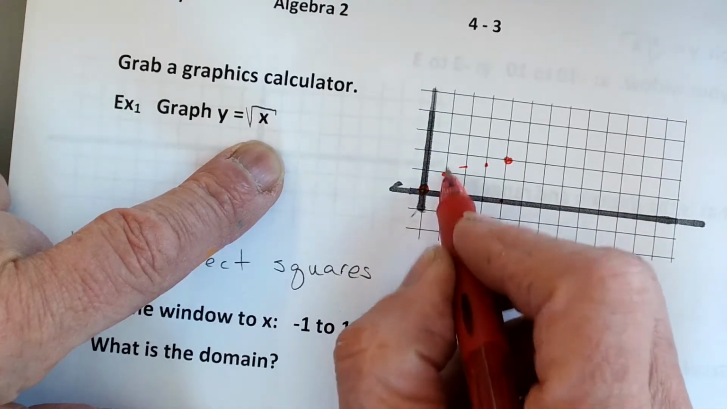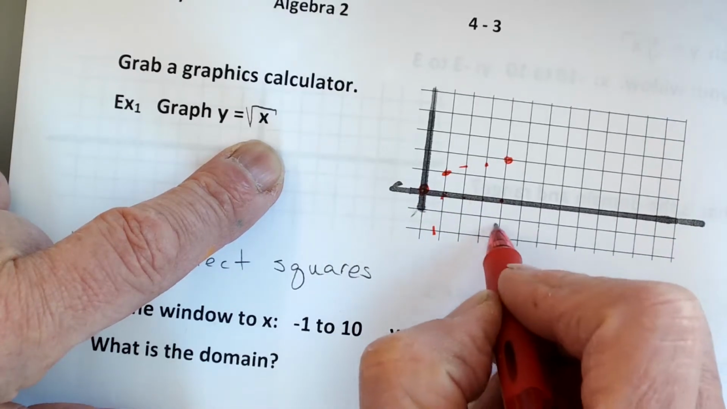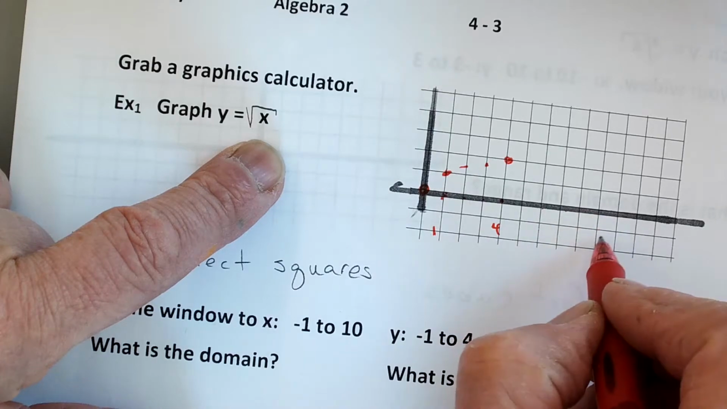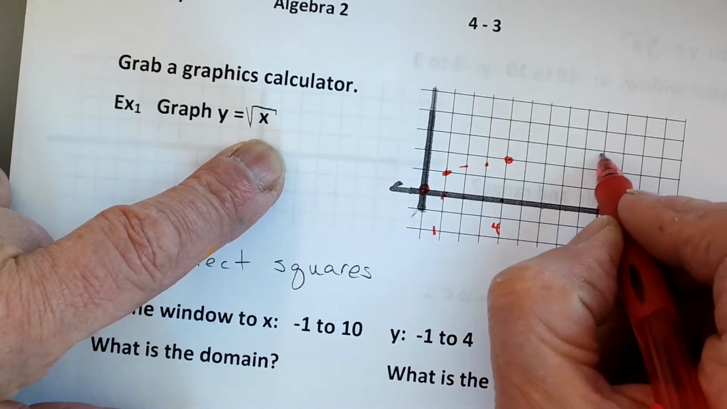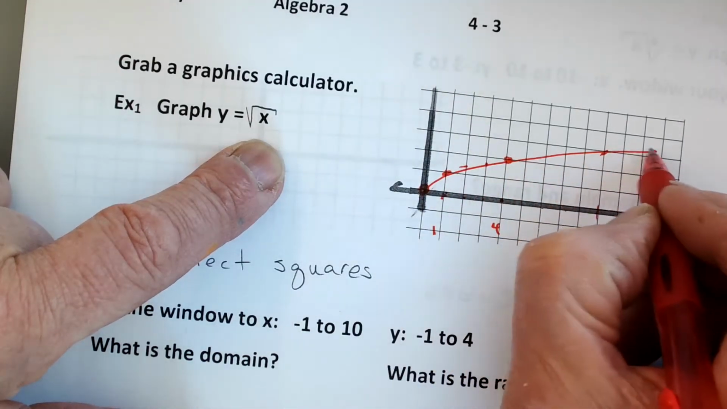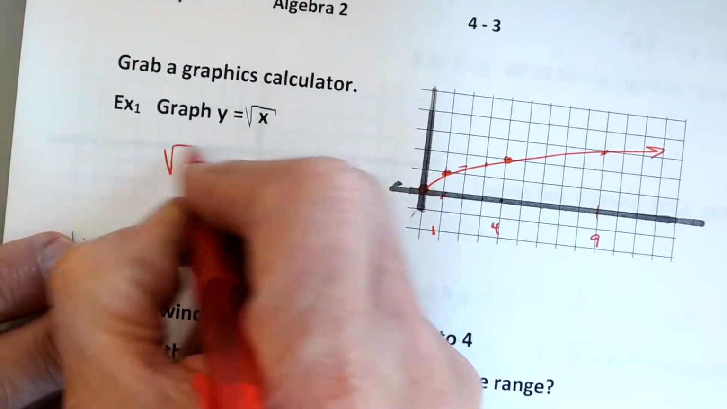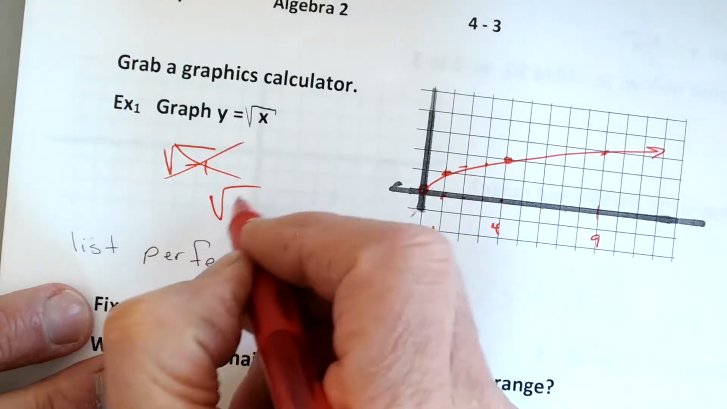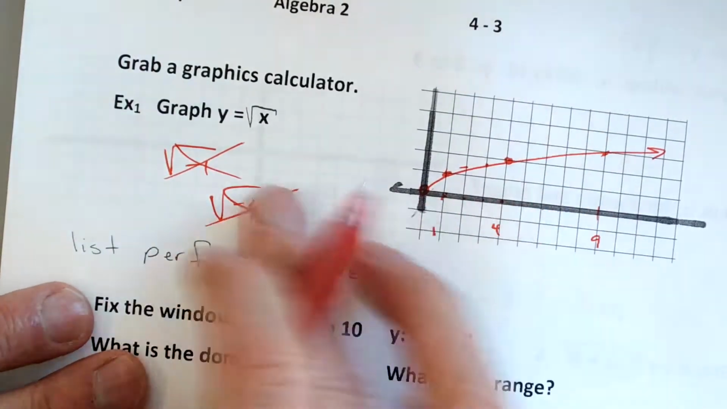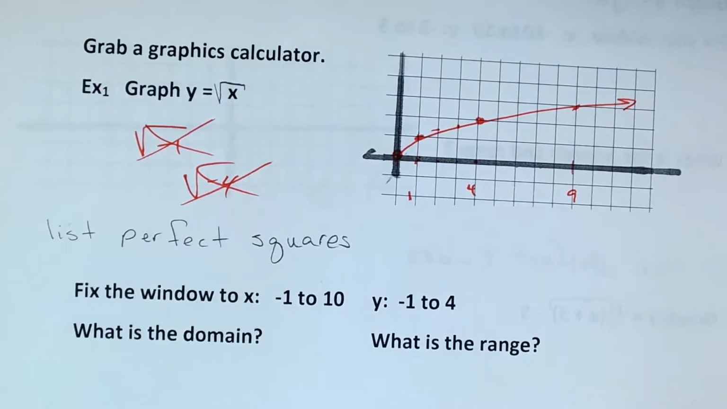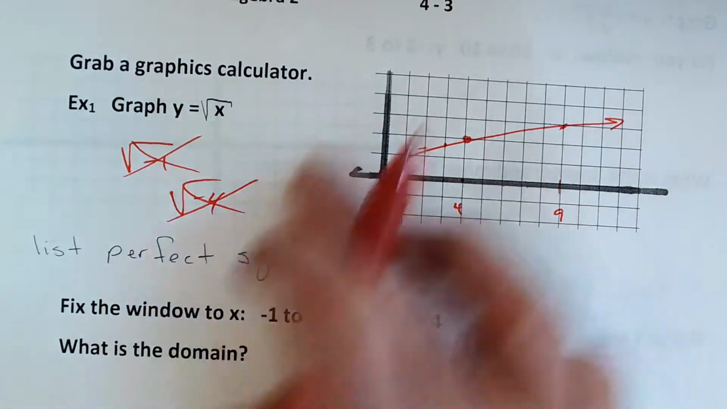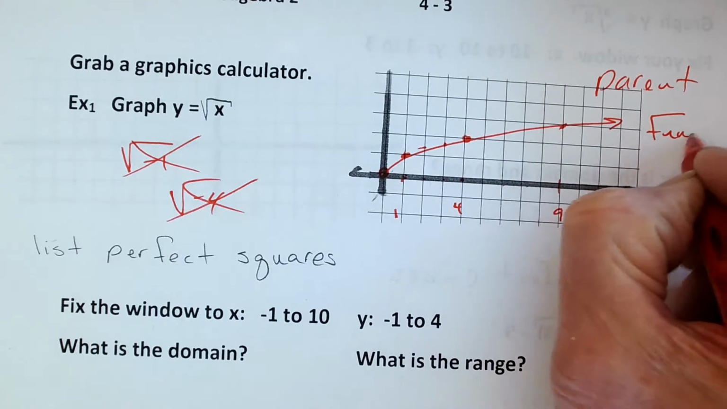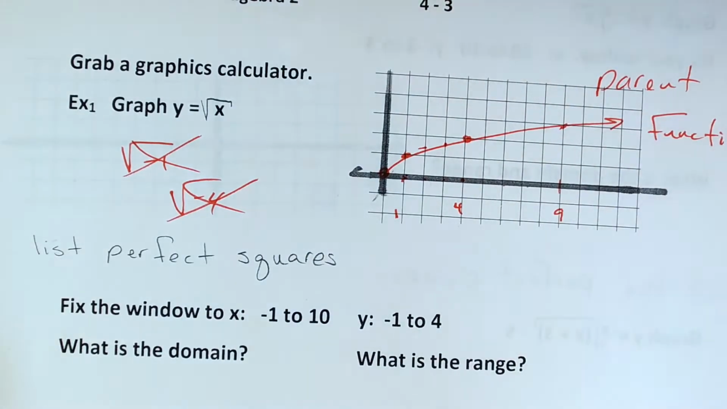Let's go 1, and let's go 4, and let's go all the way to 9, because square root of 9 is 3. And of course, it keeps going and going. Now, what we also know is you can't take the square root of negatives. You can't do the square root of negative 1 or negative 4. That won't happen. There are no negatives unless you do i, but we want real numbers. So this is my parent function.